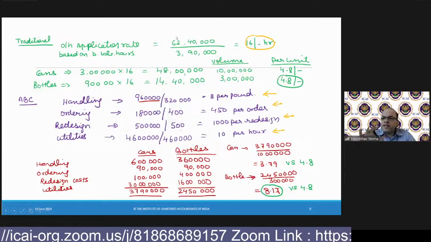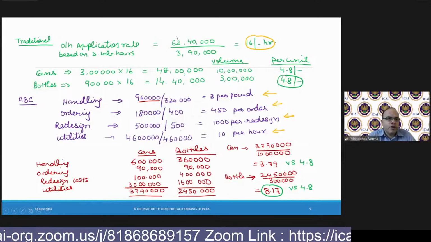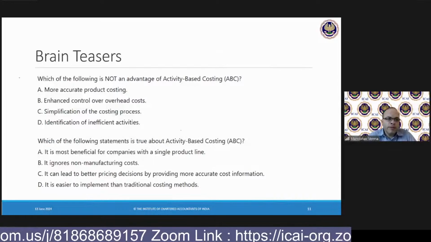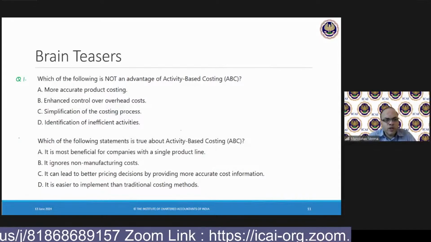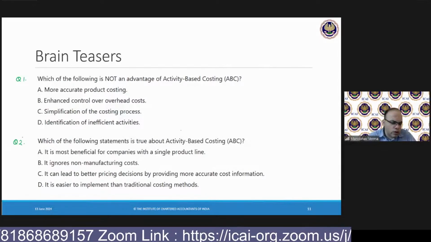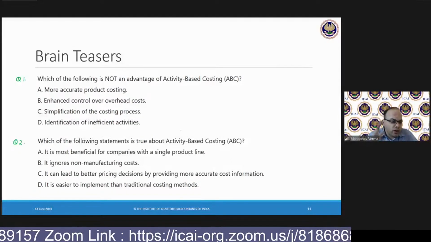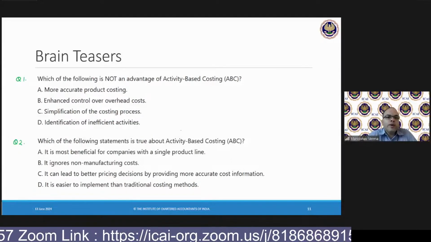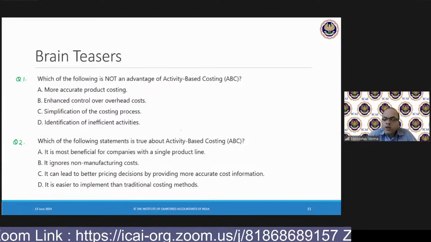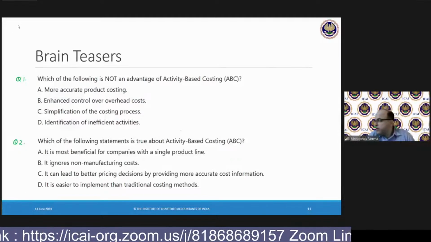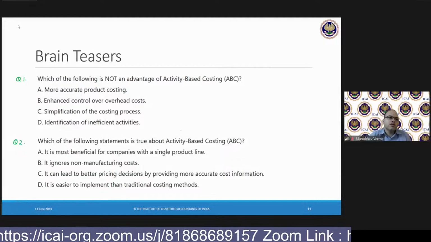Based on whatever we have seen in this illustration, it's time for a couple of MCQs. Please answer by mentioning which question you are referring to. Your answer should be prefixed by question number 1 or 2. So first is question number 1. Which of the following is not an advantage of ABC? Waiting for your responses.